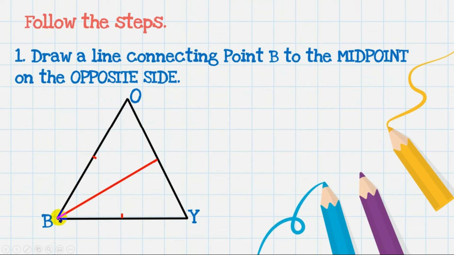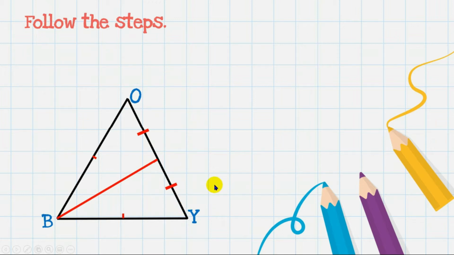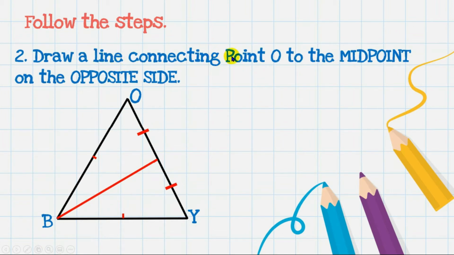Okay. So, yung line na yan ay ang tinatawag nating median. Okay? This is one of the medians of triangle BOY. Next, number 2. Draw a line connecting point O to the midpoint on the opposite side. Point O, ang opposite side niya ay side BY.